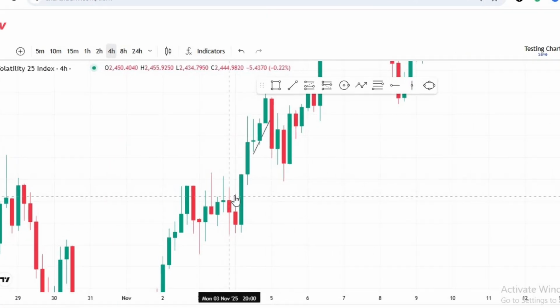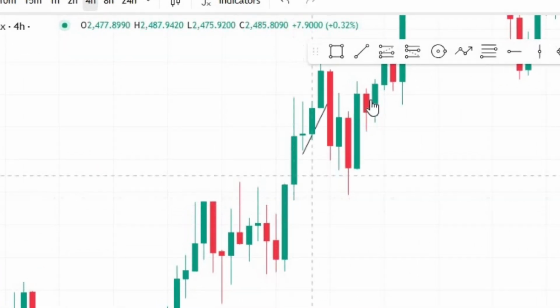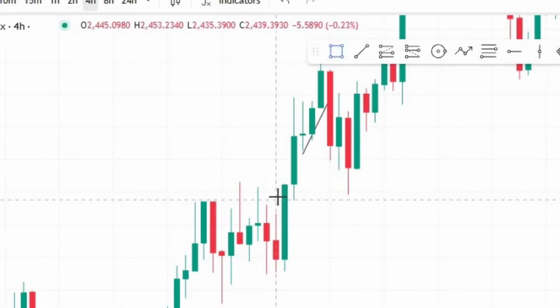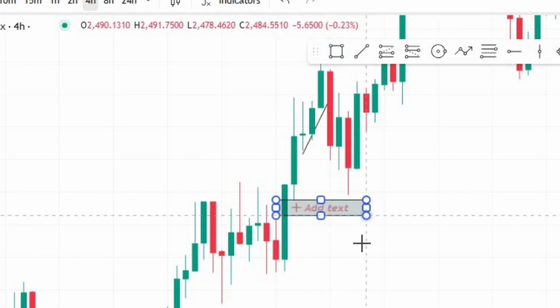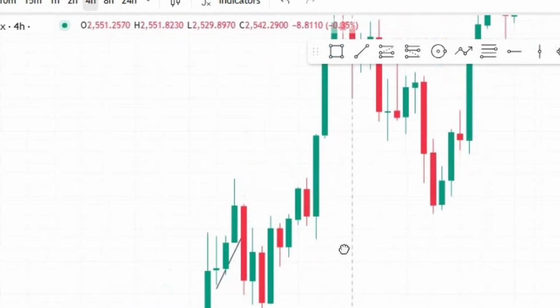Now look at this. This is the top of this first candle. This is the bottom of this third candle. So you can see there is space here. So right here, this is the space. This space now is called a fair value gap. Okay, fair value gap. Let me show you more fair value gaps.